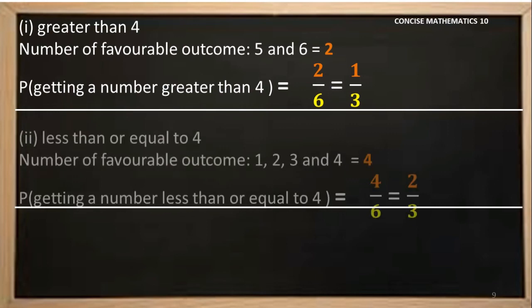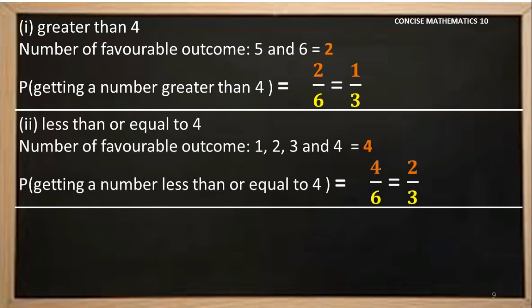The second sub question is less than or equal to 4. So when you throw a dice, you need an outcome that is less than or equal to 4. Which are all those? List out: 1, 2, 3, 4. If 5 and 6 appear, it won't satisfy my condition. So how many times can you get 1? Only 1 time. 2, 1 time. 3, 1 time. 4, 1 time. So all the favorable outcomes are 4. Hence the probability is 4 by 6. The simplified form is 2 by 3.